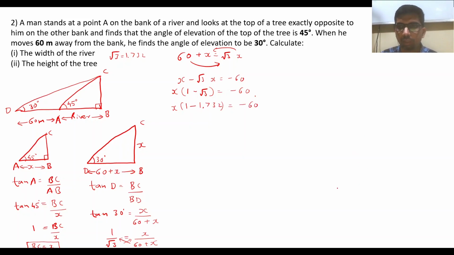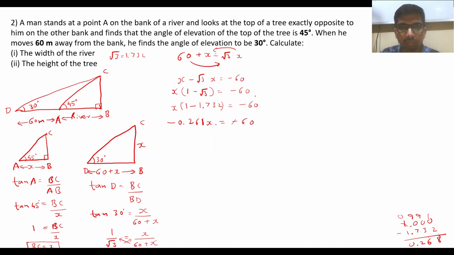1 minus 1.732. I'll do calculation over here, which you write down. This 3 decimal place of the 1, 1.000. 1.732. This 1 will become 0. This will become 9, 9 and 1. 10 minus 2 is 8. 9 minus 3 is how much? 6. ये हो जाएगा 0.268. तो हो जाएगा minus, because this is bigger number. 1 minus 1.732 is minus 0.268. So this will be minus 0.268 x equal to minus 60.